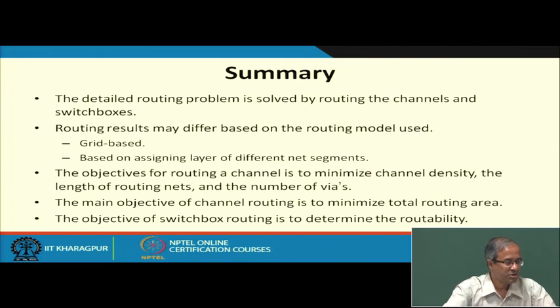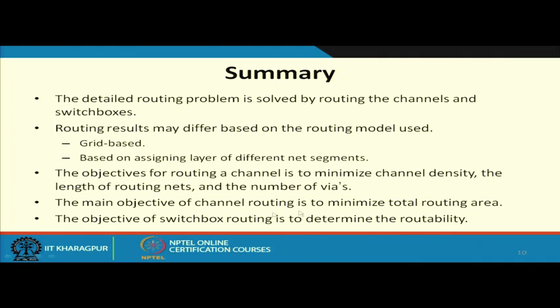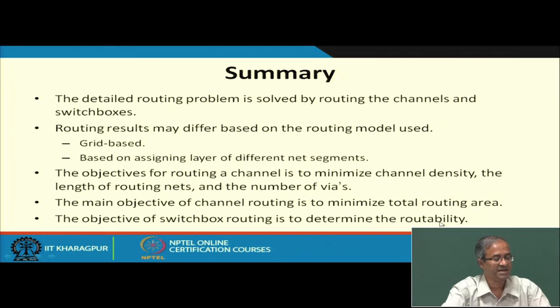Okay. So, to summarize this detailed routing algorithm, you can have either channels or switchboxes. The routing models are typically grid based. You assign layers to the different net segments of a given net. So, your main objective is to minimize the height of a channel, sometimes length of the nets, so as to minimize the delay, and also as I said that the via connections are expensive. Whenever you make a via connection, it means that you are putting some kind of a drill inside the fabrication process, and you use a metal to connect one layer to the other. So, once you do this, you can have additional resistive and capacitive effects. Okay. So, less the number of vias, the better. That is one criteria. And of course, switchbox routing, as I said, the objective is mainly to determine routability, not to minimize.